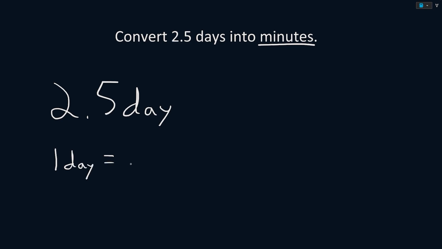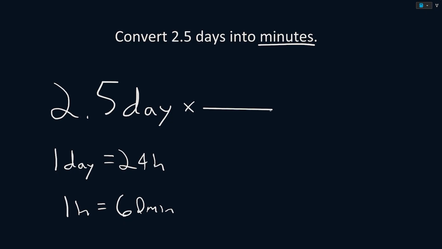Convert 2.5 days into minutes. We were given 2.5 days, and we want to convert them to minutes. We know that in 1 day, there's 24 hours, and that 1 hour is equal to 60 minutes. So first we must convert days to hours by multiplying through our conversion factor of 24 hours in every 1 day.